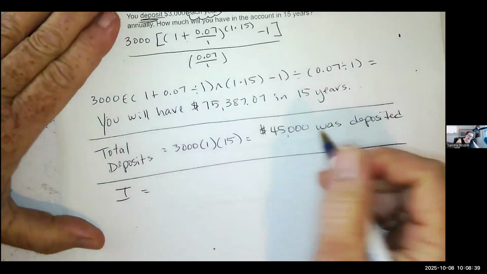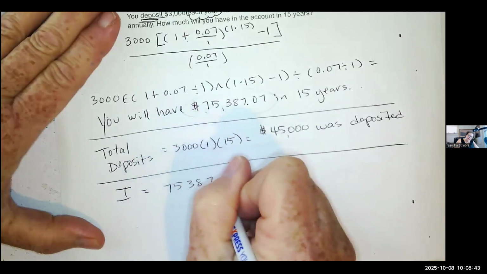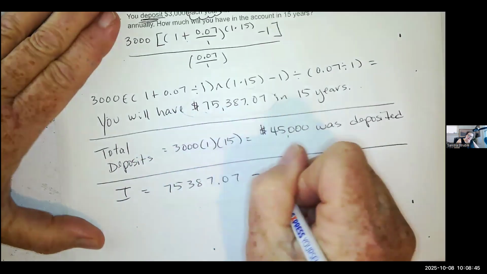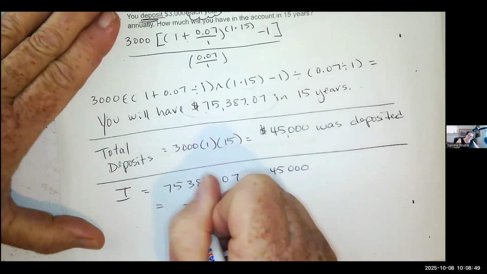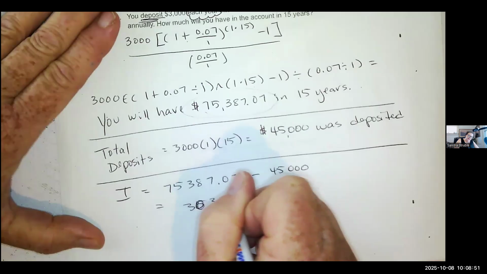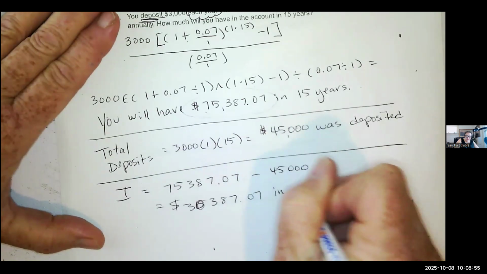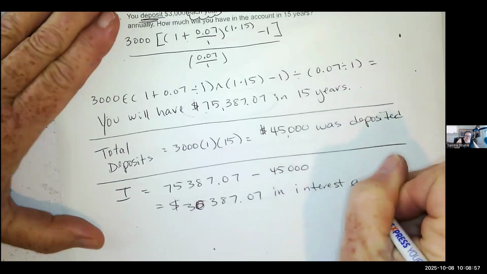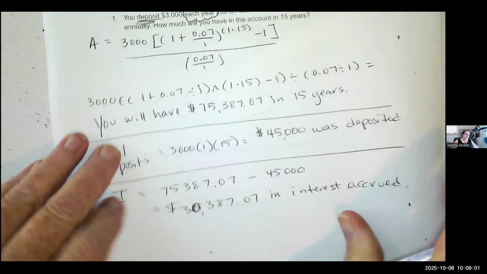You take the amount that you end up with at the end, make sure you're clearing your calculators, minus the $30,000. You accrued $3,387.07 in interest. All right, let's go to the next one.